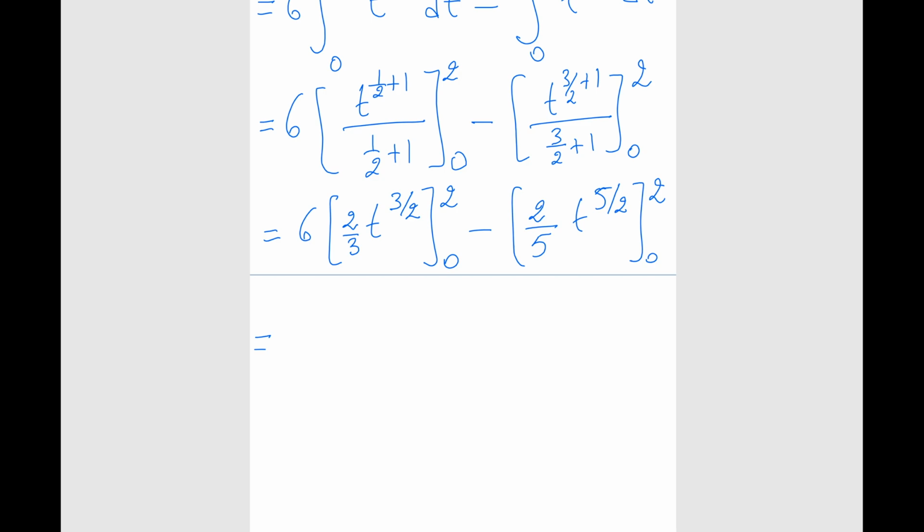As we said before, this means 6 times that guy evaluated at 2. Certainly I can push the 2/3 outside here, so this becomes 6 times 2/3 times t to power 3 halves evaluated at 2. So this becomes 2 to power 3 halves, minus this guy, without the 2/3 because I pushed it out, evaluated at 0. So this is 0 to power 3 halves, which is 0, minus 2/5.